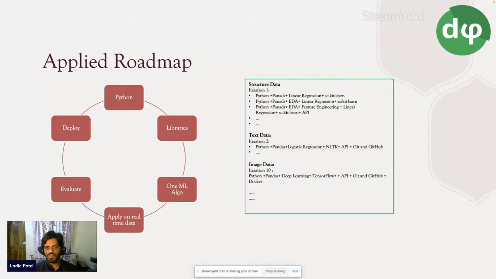You automatically become self-driven when you try to learn new things, instead of a traditional way where someone is teaching you. This is like applying, right? So it's like an applied roadmap. You're applying whatever you're learning on a real-time data set. So that's the reason you don't get bored, or you don't get lost.